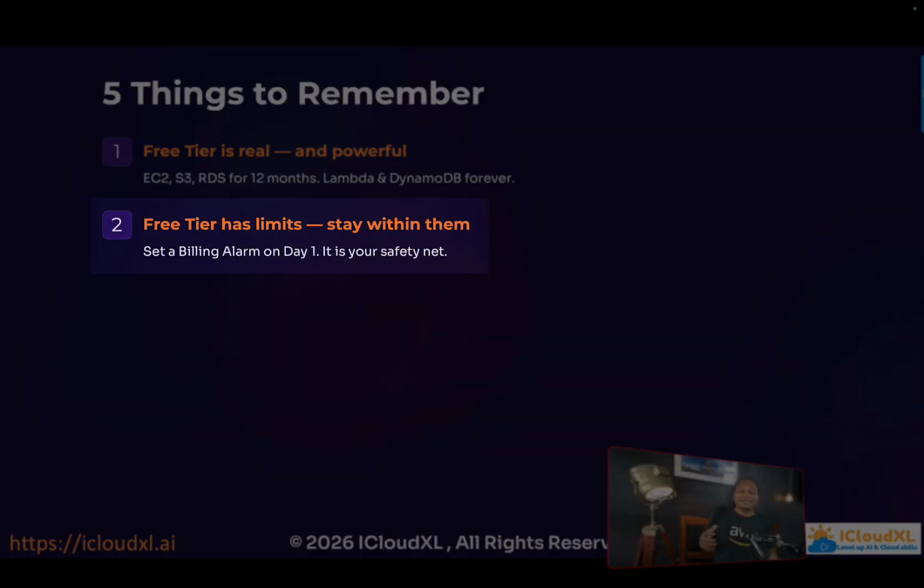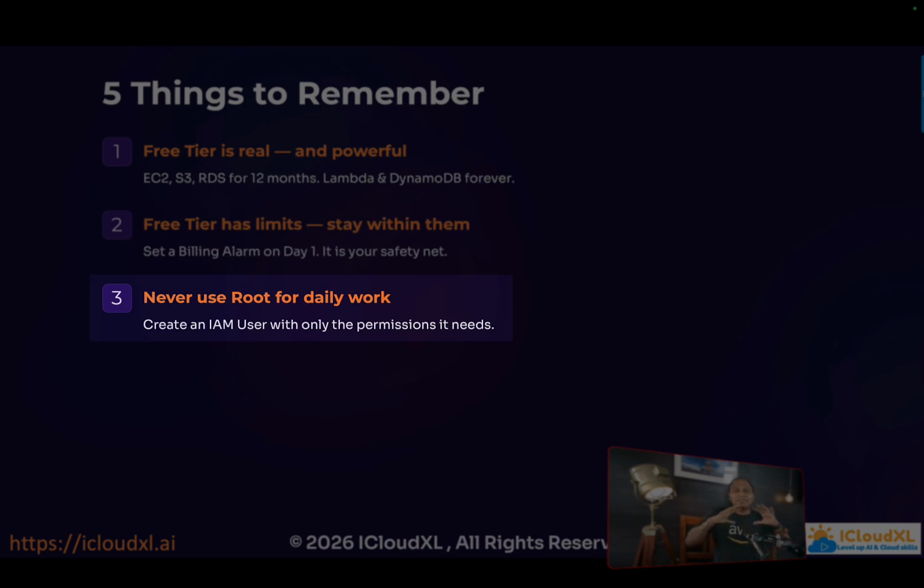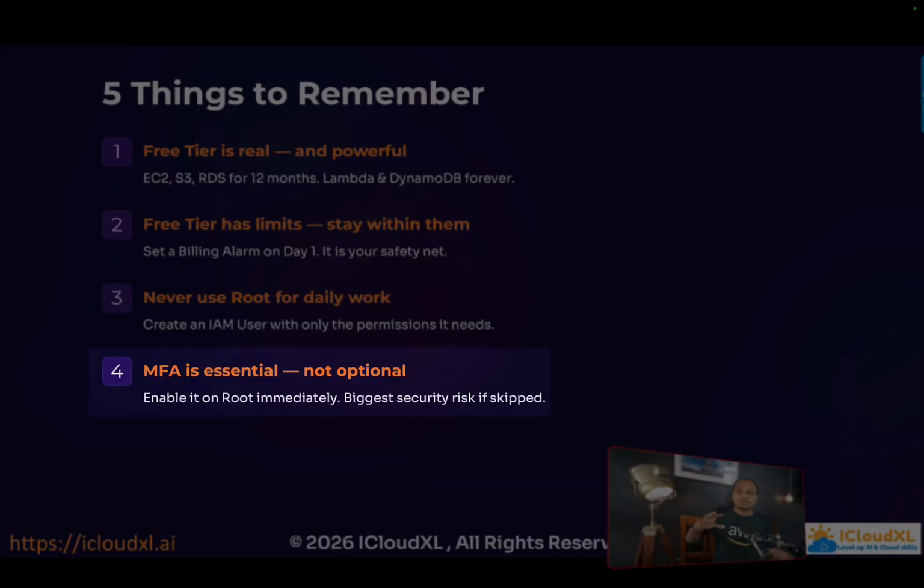Number 2, free tier has a limit of 750 hours. Remember this and based on that you plan. Number 3, never use root for daily work. For daily work, you create a separate user and start using that user so that you are protected. MFA is essential, not optional. Remember this. Enable it on root immediately. Biggest security risk if skipped.